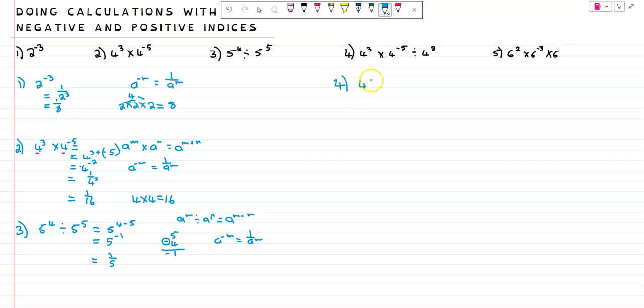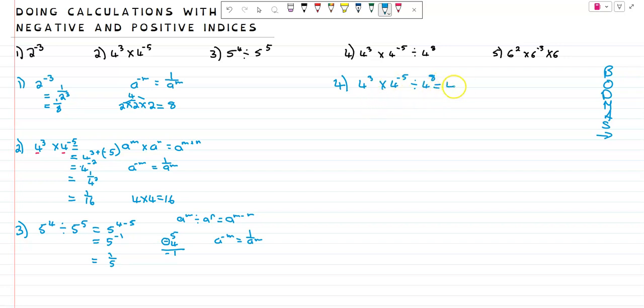Question 4 states 4 to the power of 3 multiplied by 4 to the power of negative 5 divided by 4 to the power of 8. And now we need to even incorporate other mathematical rules. We need to incorporate BODMAS. Remember, BODMAS means brackets, of, division, multiplication, addition, and subtraction, and we always work from left to right. Okay, so let's put our first piece of the equation into brackets.